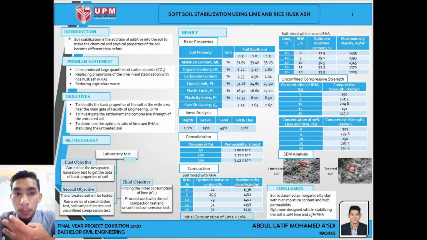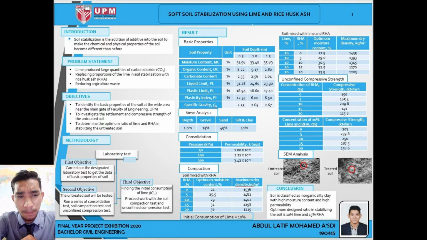There are three objectives. The first one is to identify the basic properties of the soil at the white area near the main gate of Faculty of Engineering UPM. For the second objective, I have to investigate the settlement and compressive strength of the untreated soil. Finally, to determine the optimum ratio of lime and RHA in stabilizing the untreated soil.